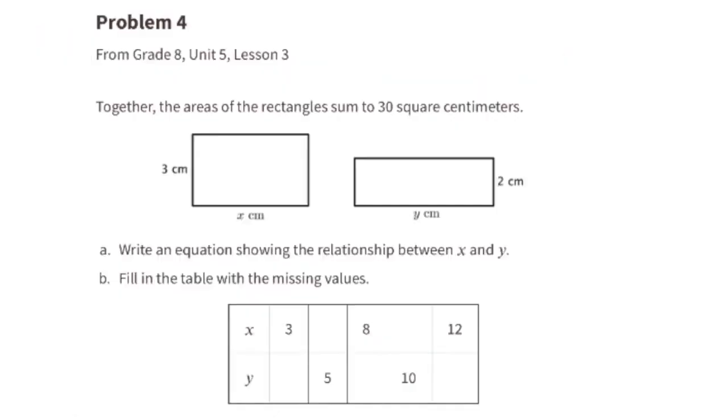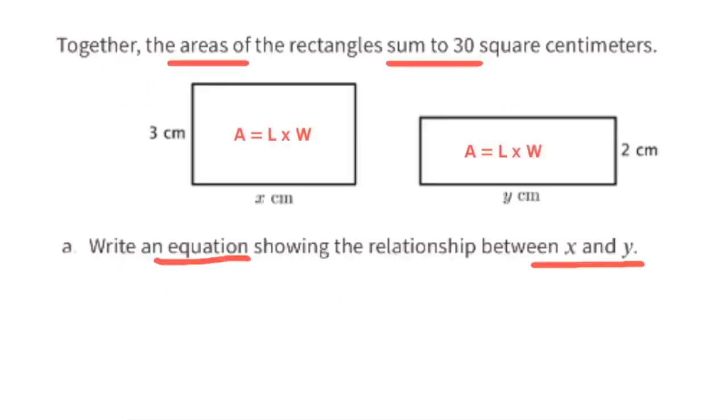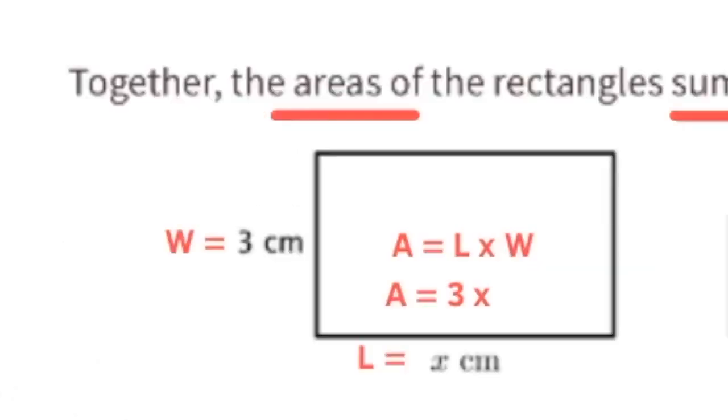Problem number 4 from 8th grade, Unit 5, Lesson 3. Together, the areas of the rectangles sum to 30 square centimeters. A. Write an equation showing the relationship between x and y. For the rectangle on the left, we have the area equals length times width. Since the length is x and the width is 3, the area equals 3x, or 3 times x.